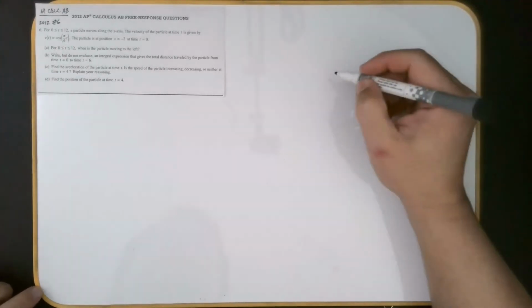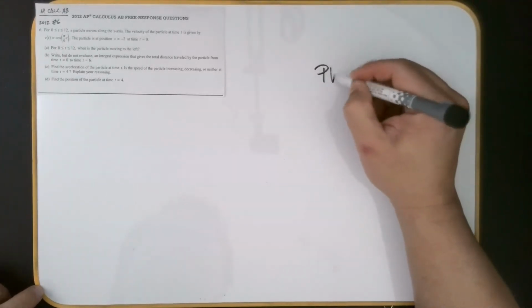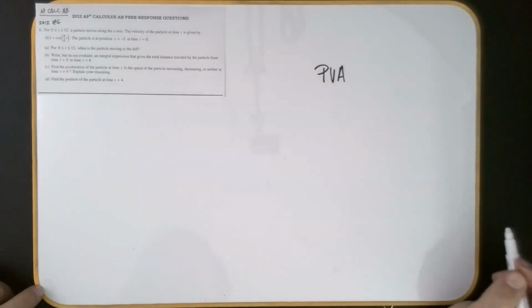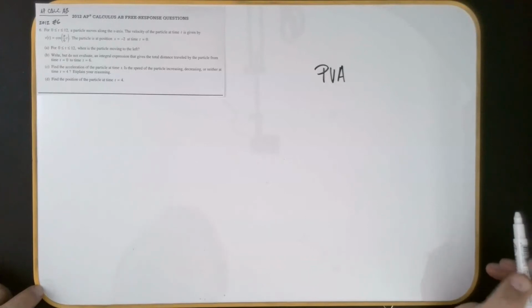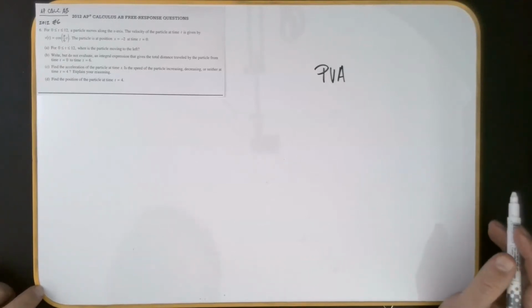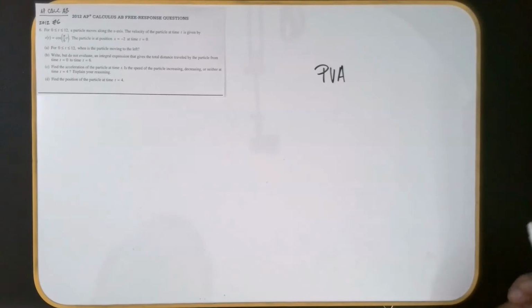More FRQs. This question we are looking at today is from 2012, and it's question number 6. This is a non-calculator question, and it's a bit unusual because it's also what is called a PVA, position, velocity, acceleration question. Usually, PVA questions are calculator. So to do a PVA non-calculator, it's going to be a more basic function that a calculator is not necessary.